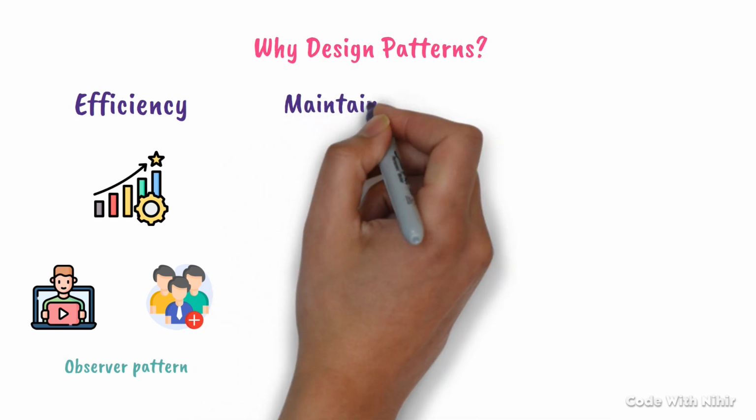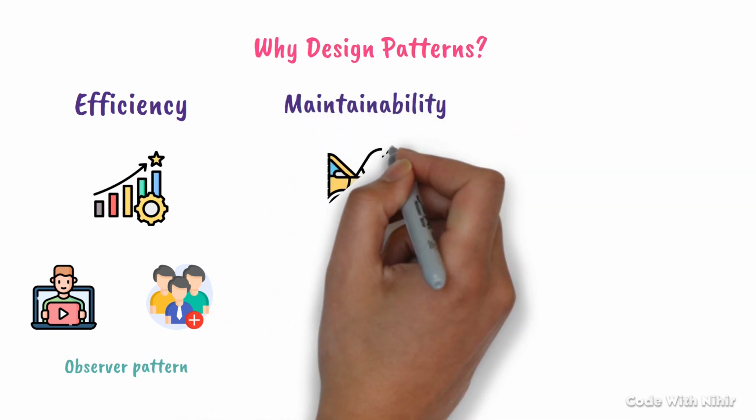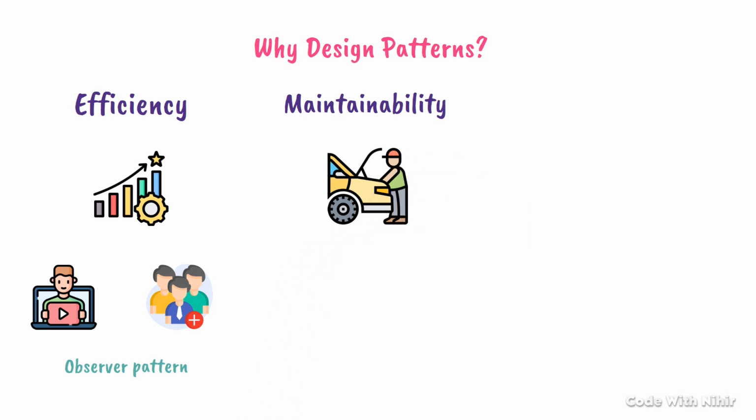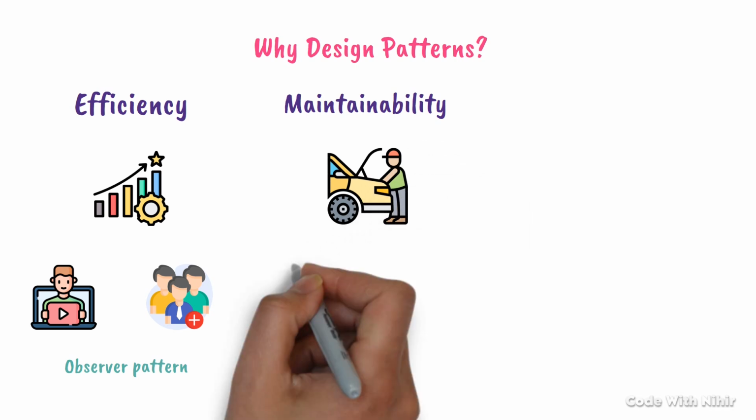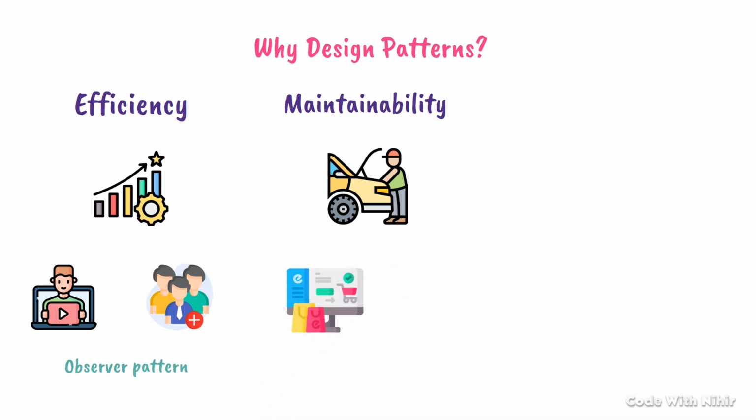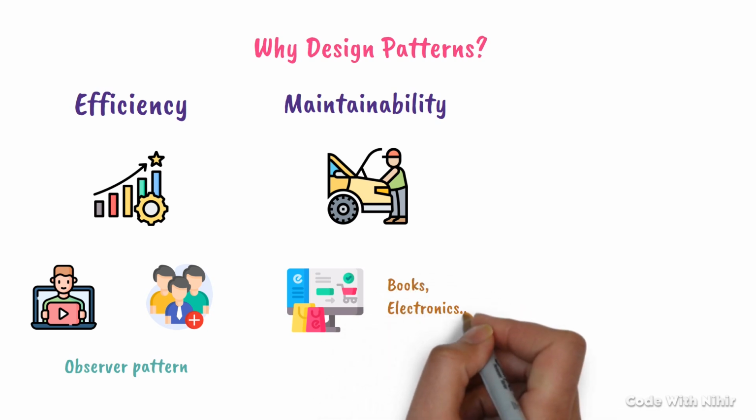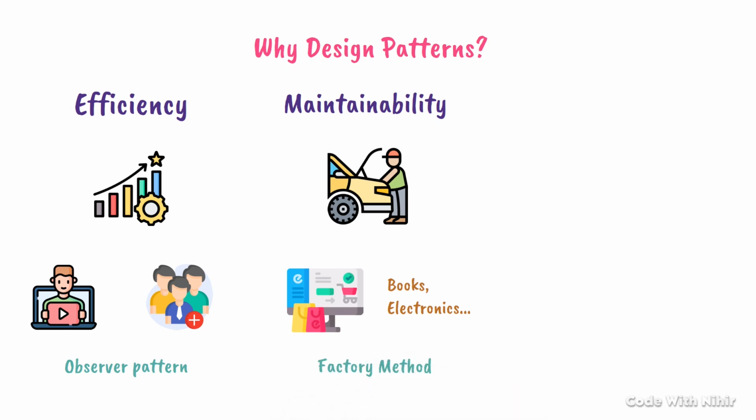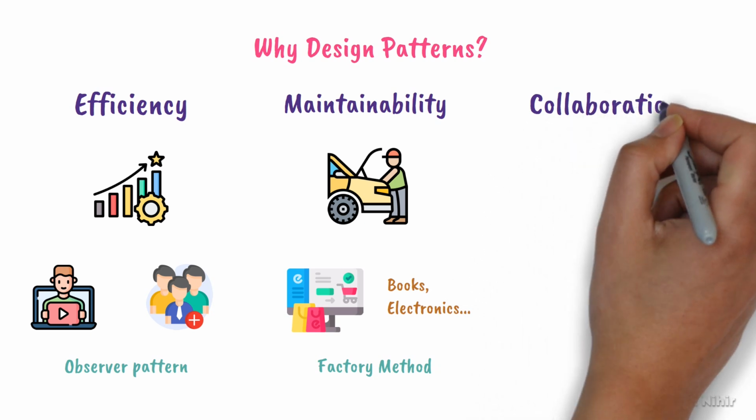Number 2, code maintainability. Your code becomes scalable and easier to maintain. Imagine you are building an e-commerce platform like Amazon or Flipkart, and you need to create different types of products like books, electronics, etc. The factory method pattern helps you decouple object creation from business logic, ensuring your code is organized and adaptable as your catalog expands. And number three, easier collaboration.